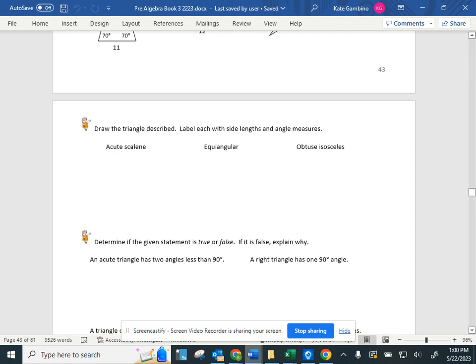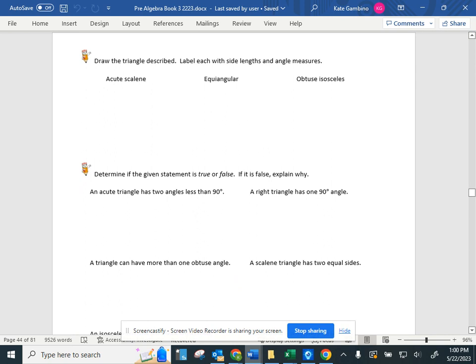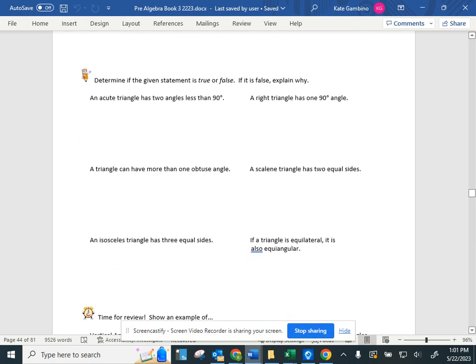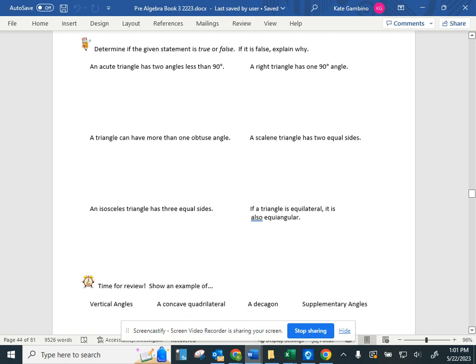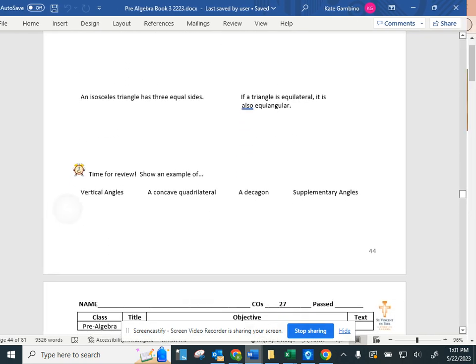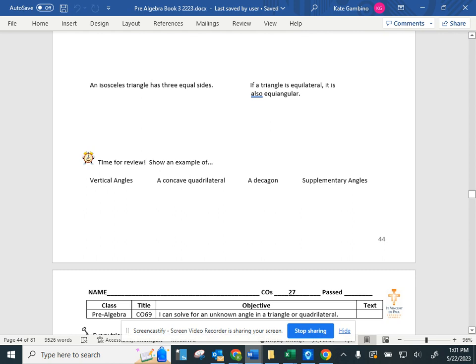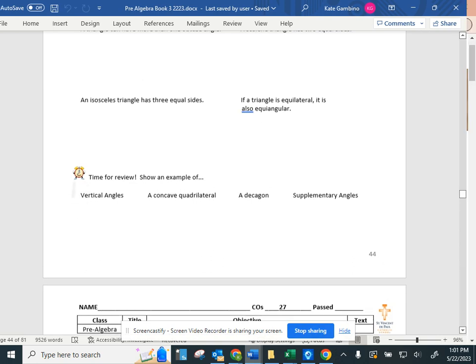On the second page, it says this time, instead of labeling it, you're going to draw it yourself. So make sure that you're looking at what the angle should look like and what the side should look like, and you have to label it accordingly. Then you have to determine if our statements are true or false. If it's false, explain why. And then for the review, you're going to answer those, drawing examples of each.